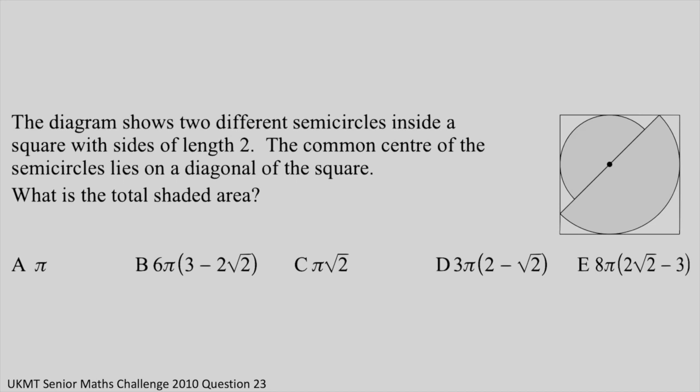The answers are: A is pi, B is 6 pi multiplied by 3 minus 2 root 2, C is pi root 2, D is 3 pi multiplied by 2 minus root 2, E is 8 pi multiplied by 2 root 2 minus 3. Can you solve this problem? Pause the video to give it a go and then continue watching when you're ready for the solution.